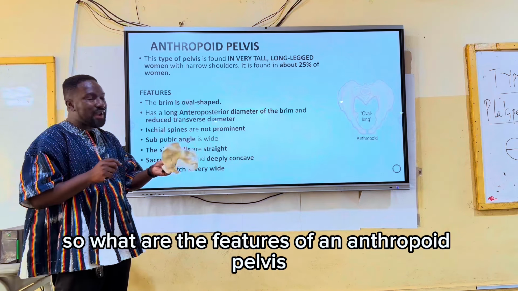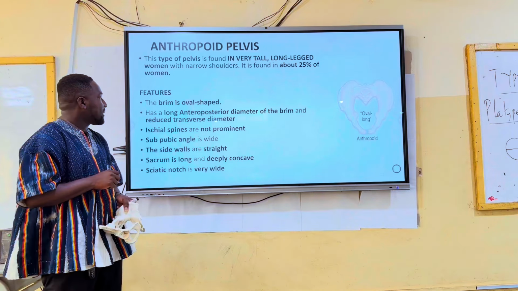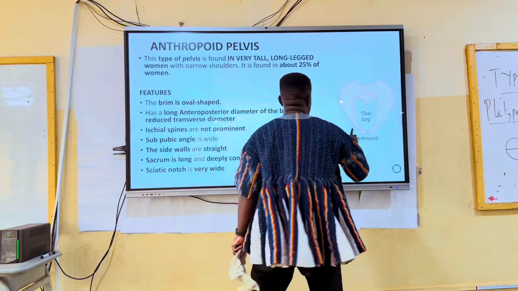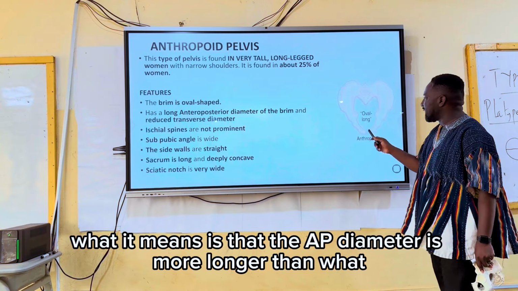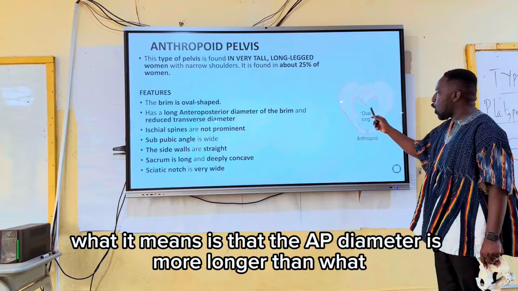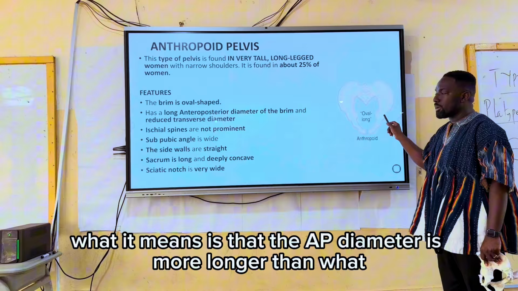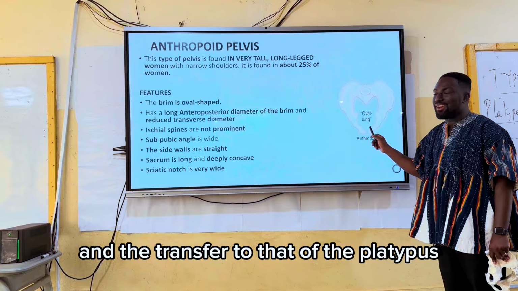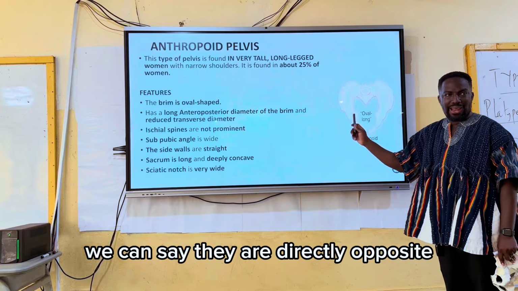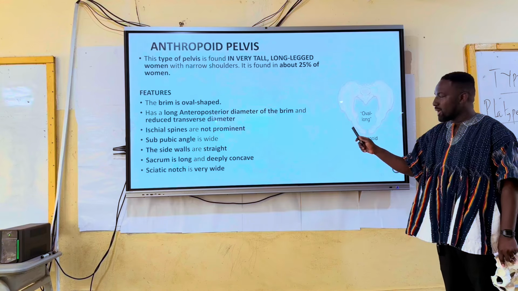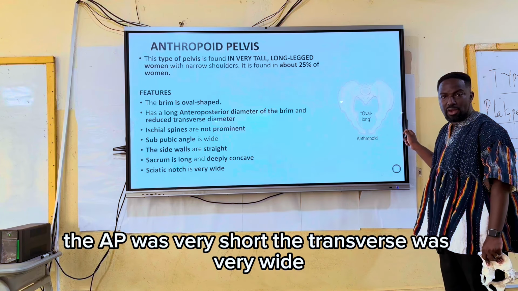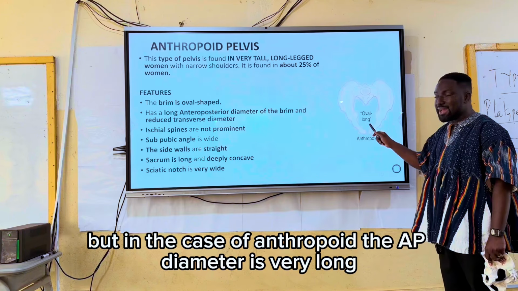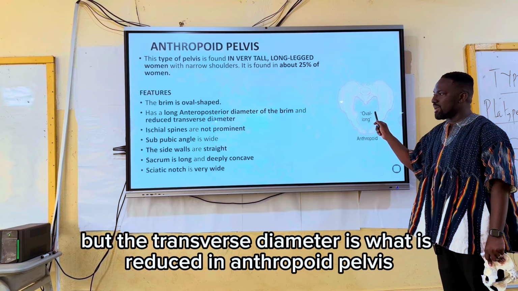So what are the features of anthropoid pelvis? The brim is also oval shaped. So in this case, what it means is that the AP diameter is longer than the transverse diameter. And if you want to compare the AP and the transverse to that of the platypelloid, we can say they are directly opposite. In platypelloid, the AP was very short, the transverse was very wide. But in the case of anthropoid, the AP diameter is very long, but the transverse diameter is what?